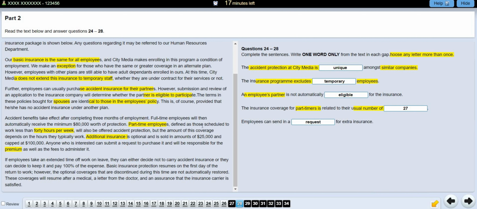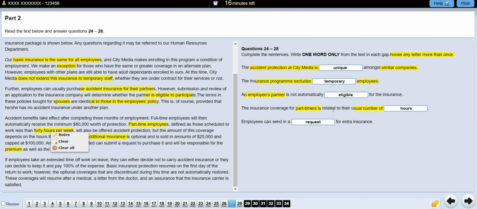Insurance coverage for part-timers is related to their usual number of hours. The insurance coverage for the part-time will be related to the number of hours they work. Part-time employees are defined as those scheduled to work less than 40 hours. The insurance coverage of part-time is related to the number of hours per week.